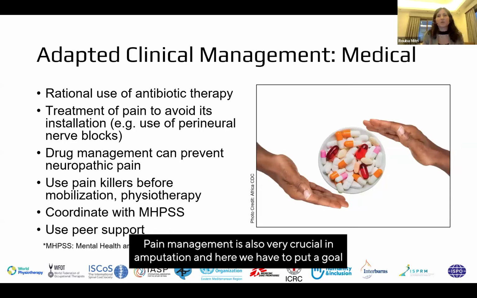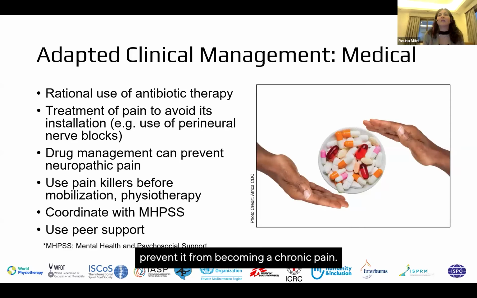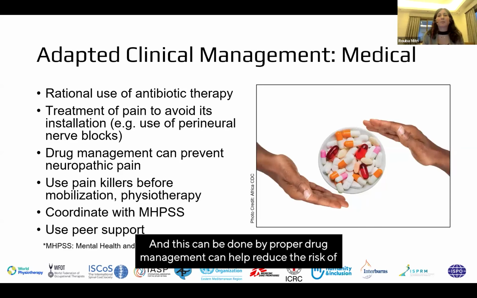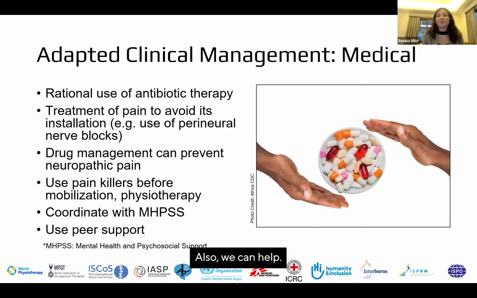Pain management is also very crucial in amputation. And here we have to set a goal that it's not only to treat the pain once it appears, but to do the best possible to prevent it from becoming chronic pain. This can be done by proper drug management, which can help reduce the risk of neuropathic pain, a long-term complication after amputation.